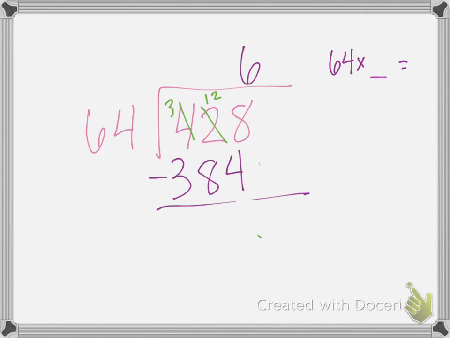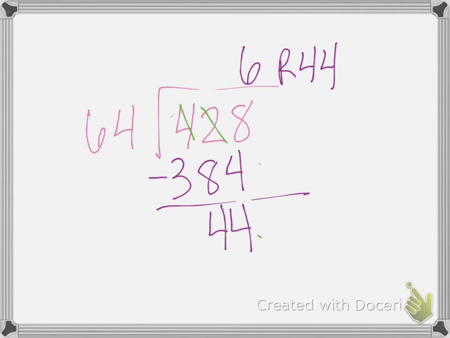Okay. And now I need to do 428 minus 384. So go ahead and solve that. So now I have it correct. 6 remainder 44.